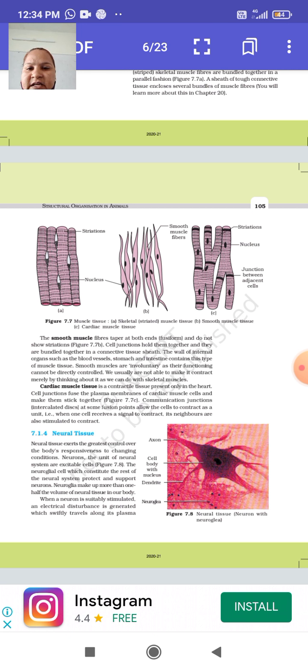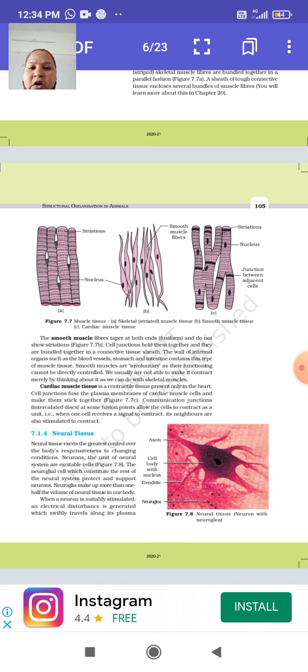The walls of internal organs like blood vessels, stomach, and intestine contain this type of muscle tissue. These muscle tissues are involuntary. Why are they involuntary? They are not under our control. We cannot control the activities of blood vessels or stomach or intestine. They are not in our control, so we can call them involuntary.